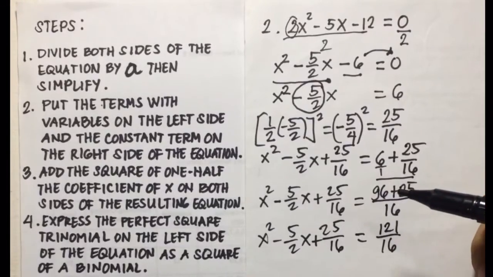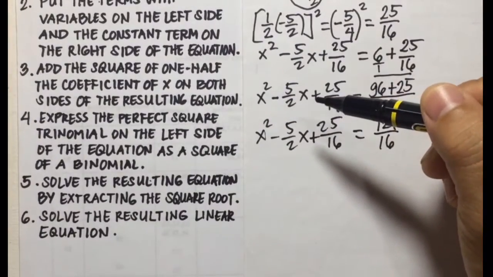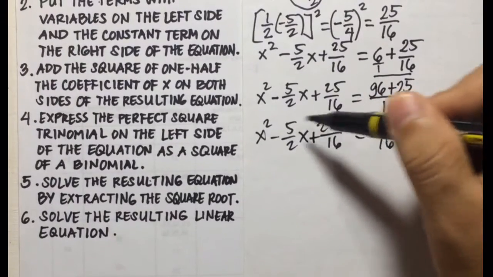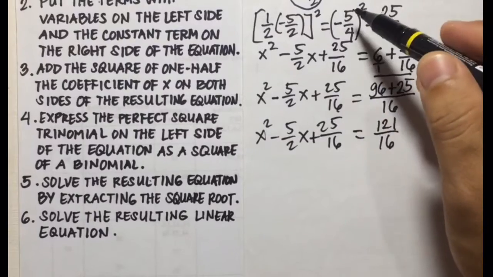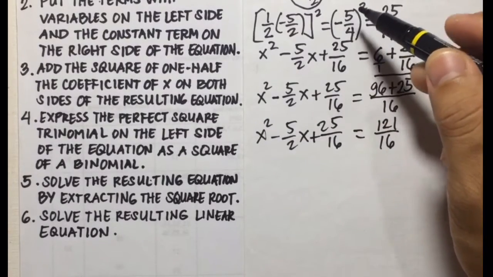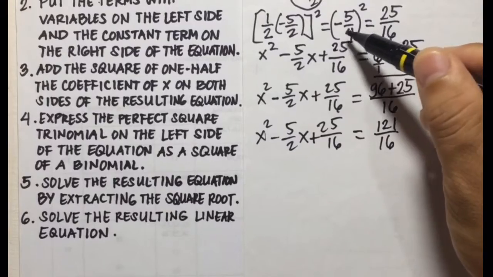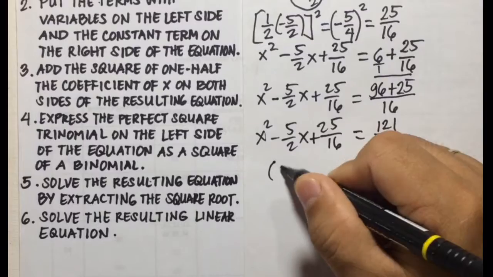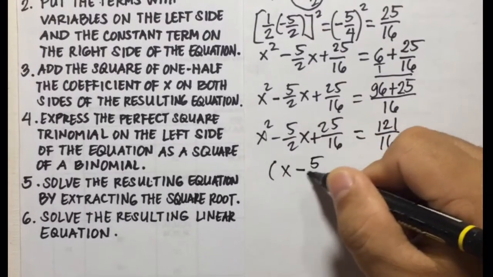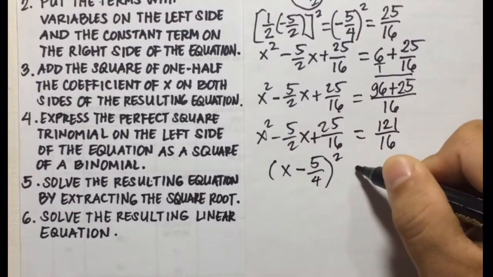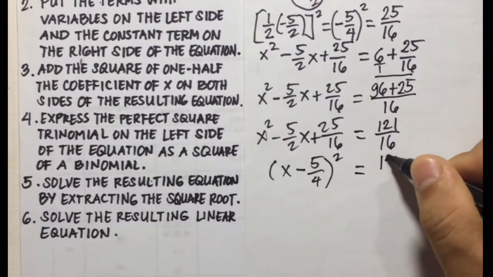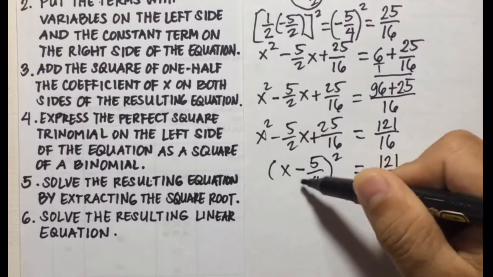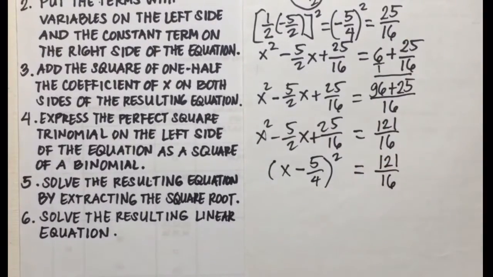Then step number 4, express the perfect square trinomial on the left side of the equation as a square of a binomial. So we're going to express this one as a square of a binomial using the number that you have squared in step number 3. So the number that you have squared in step number 3 is negative 5 over 4. So we're going to have that the square of a binomial is x minus 5 over 4 squared equals 121 over 16. Again, this is the number that you have squared in step number 3.